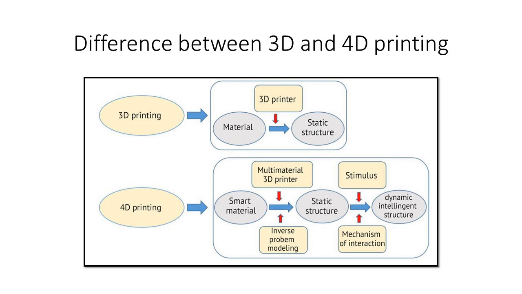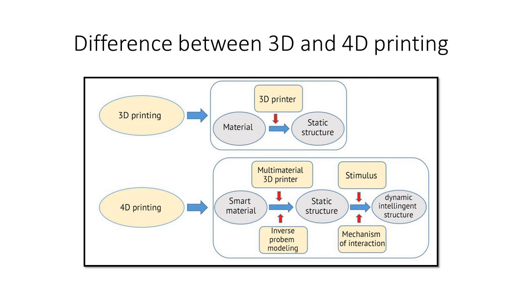Now let's see about 4D printing. Here we use Smart Material, a multi-material 3D printer, and inverse mathematic modeling. What is the Smart Material? We are using a special kind of material for this printing process. We can see detailed information about Smart Material in a separate video.